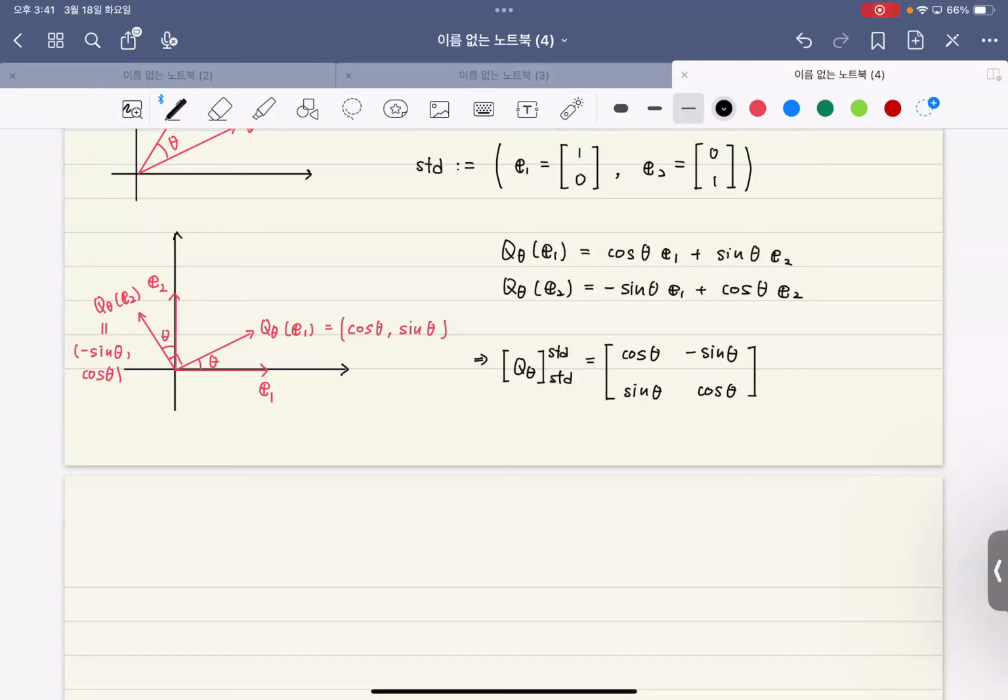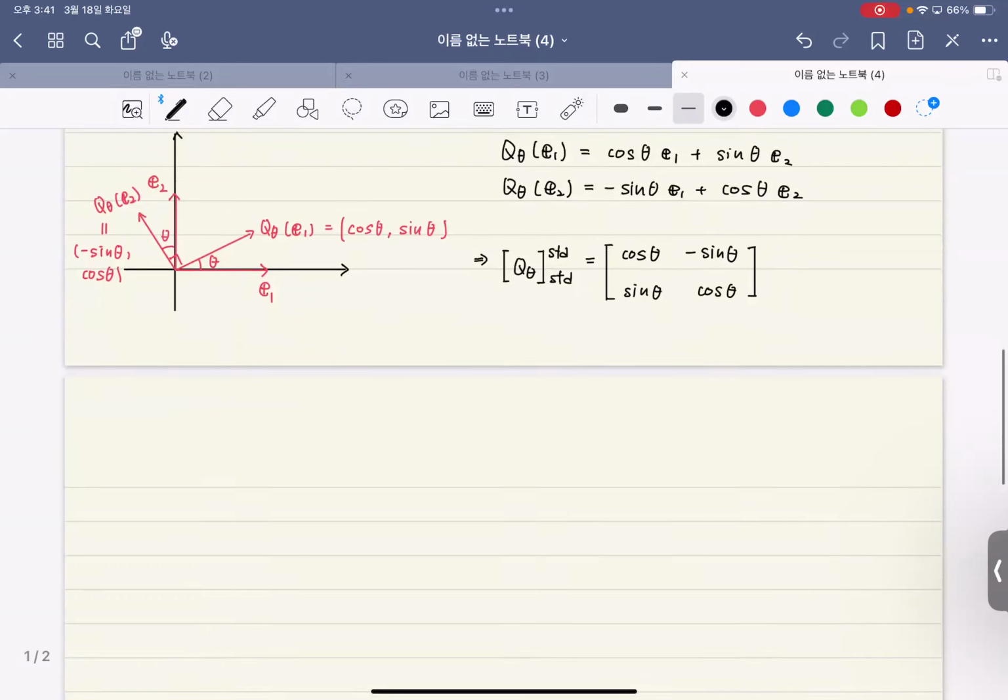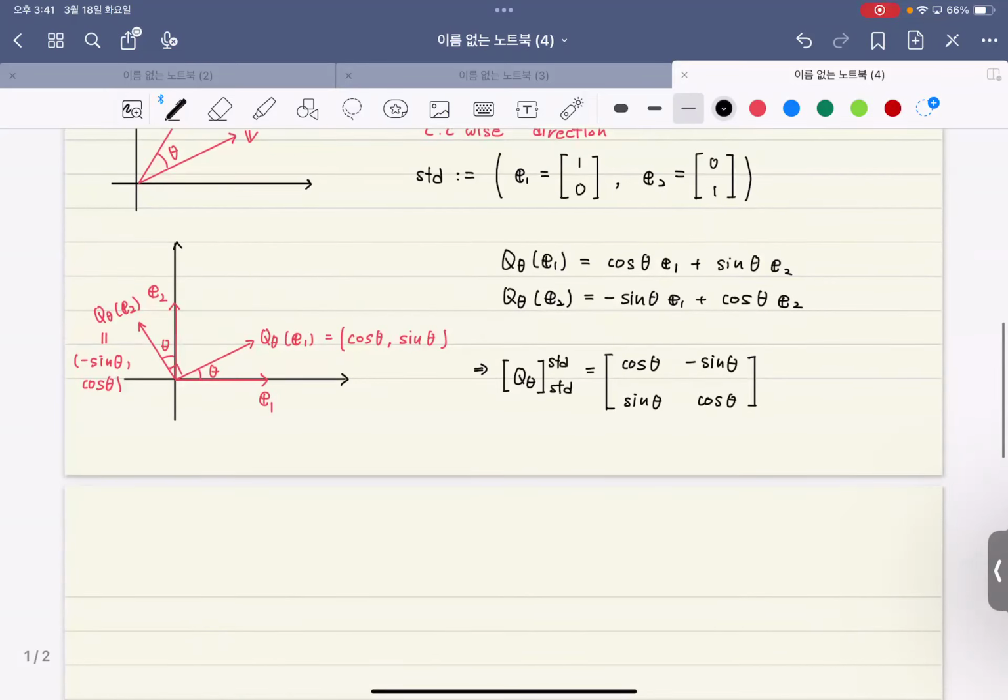Okay. So now we know the matrix of rotation. Therefore, in principle, you can compute the rotation of any vector very easily just by multiplying a column vector by this matrix. Well, I'm going to give you an example of this.